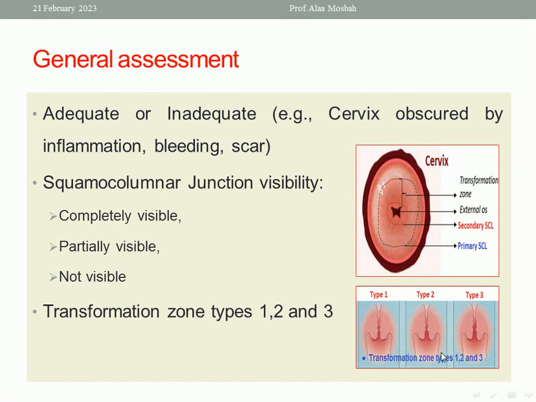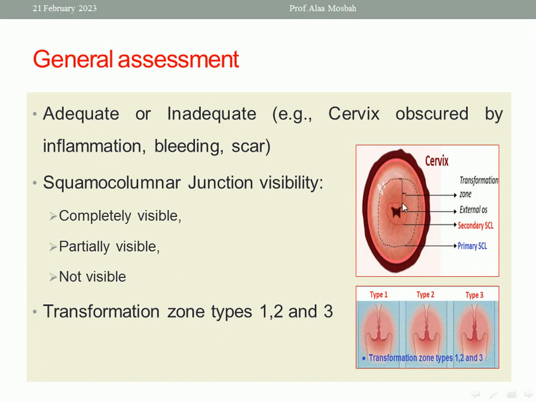Metaplasia happens in some columnar epithelium, resulting in squamous cell epithelium. So this is a metaplastic epithelium. Okay, so I have here metaplastic epithelium, and I have here the original squamous epithelium. So now I have a second squamocolumnar junction, called the secondary squamocolumnar junction, this red line here. This is the red line between the red columnar epithelium of the endocervix and the squamous epithelium resulting after metaplasia. So this red line is between endocervical columnar epithelium and metaplastic squamous epithelium here.